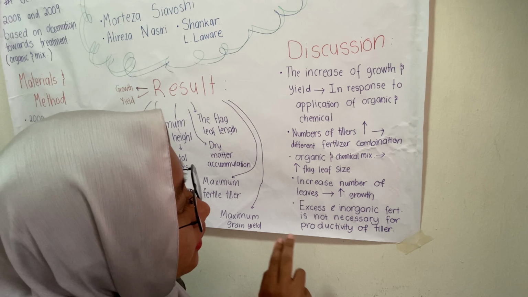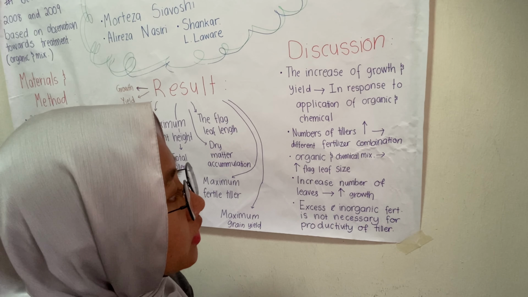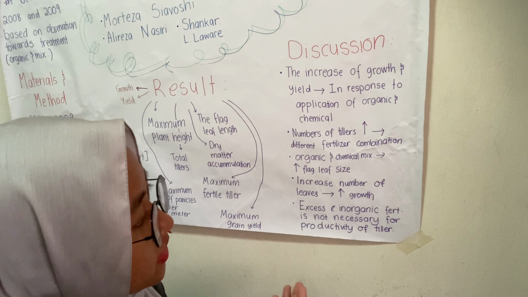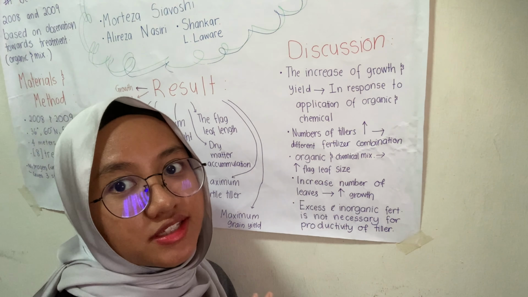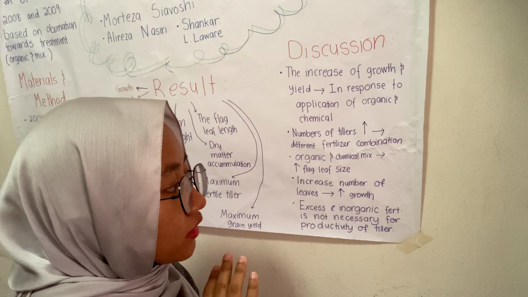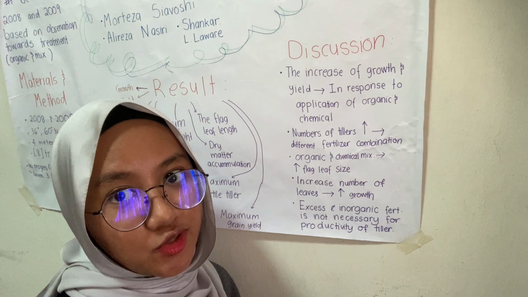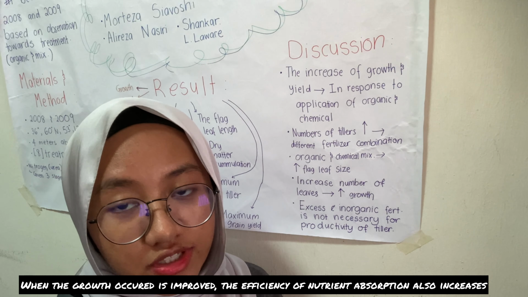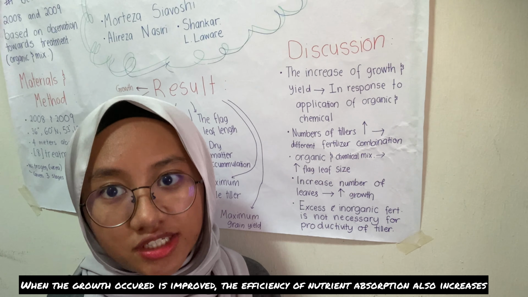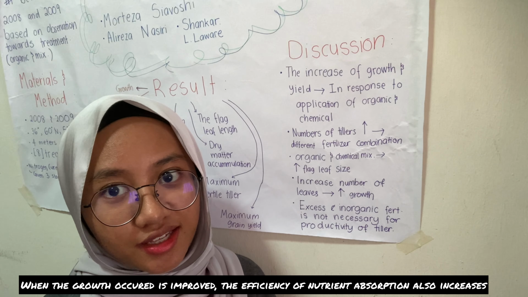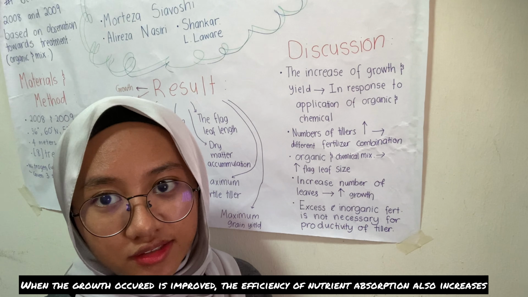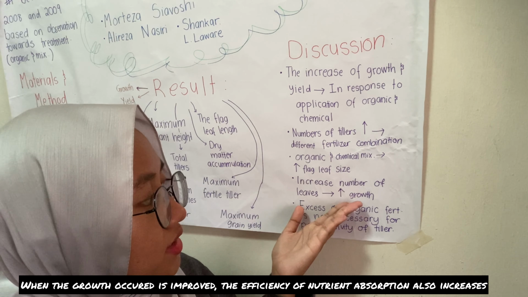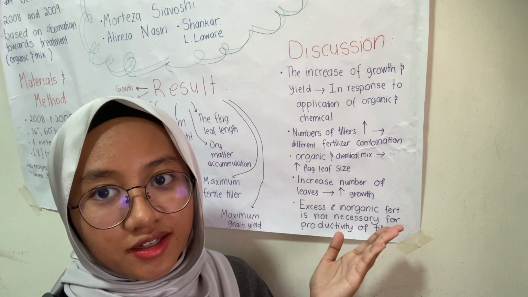Next, organic and chemical mixture can actually increase the flag leaf size. Increased number of leaves actually results from the increased growth of the rice crop itself, because when the rice crop receives a sufficient amount of nutrients, it can grow very well, so that they will increase in the number of leaves on the plant.